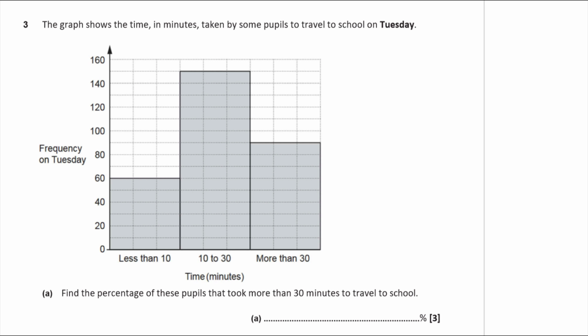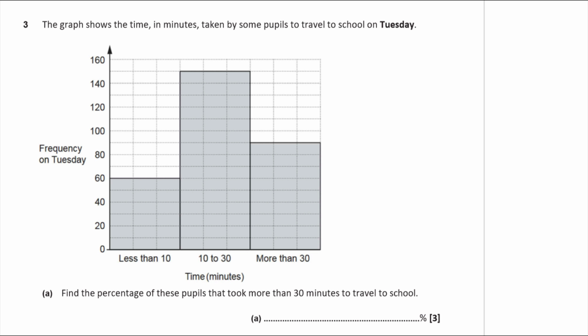Question 3. The graph shows the time in minutes taken by some pupils to travel to school on Tuesday. So we've got less than 10, 10 to 30, more than 30, and a frequency there. Find the percentage of these pupils that took more than 30 minutes to travel to school. Okay, so to work out the percentage, we need to know how many people there were altogether, and we need to know how many were more than 30.